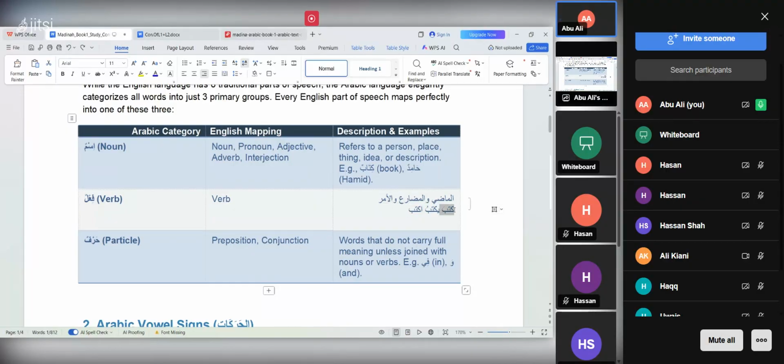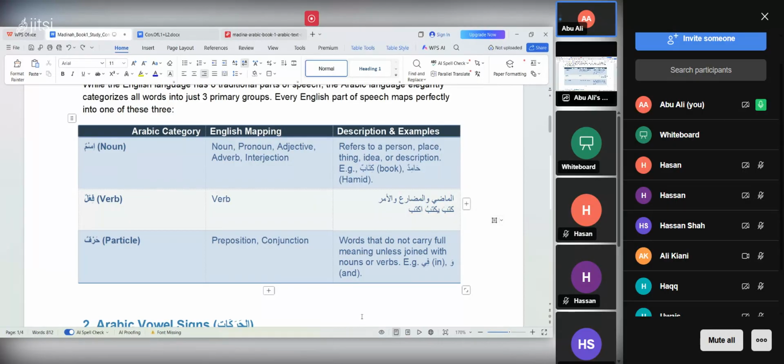كتب, each one has a form. Now in this book we're not going to focus too much on the forms, but we will learn them. This is usually delayed until volume 2 of the book, but we will still learn the forms. So كتب is the past tense, which is called الماضي. يكتب is المضارع. اكتب, I'm ordering you to write, is الأمر. الأمر literally means order.